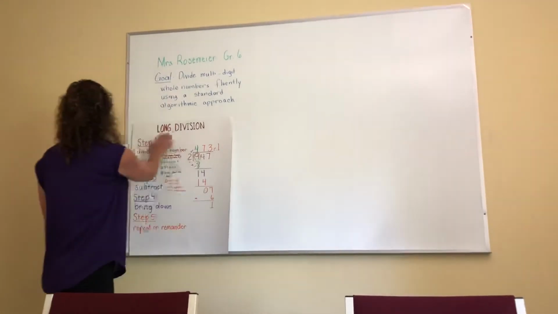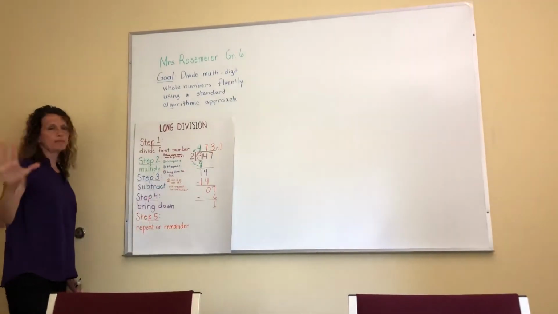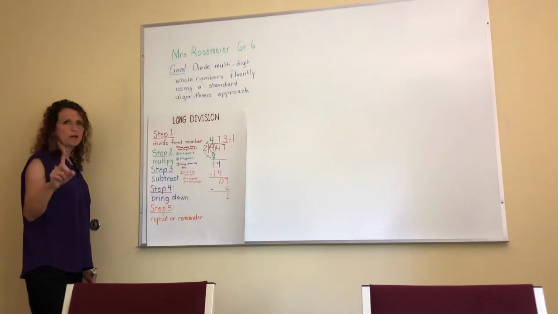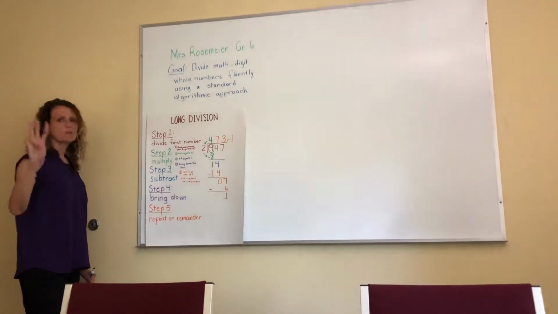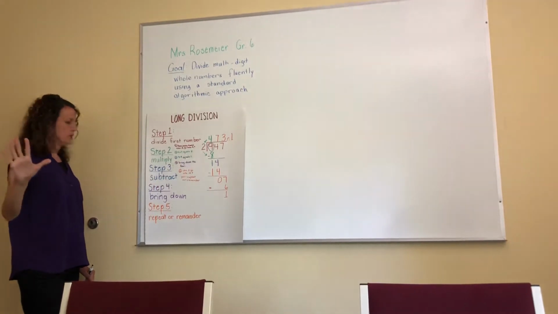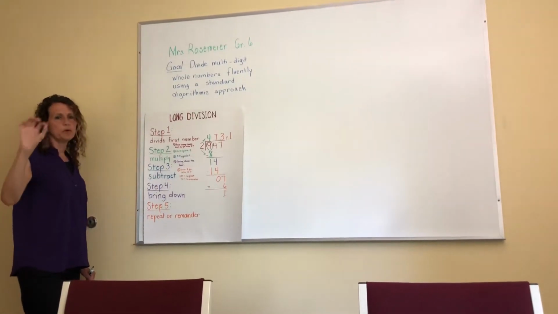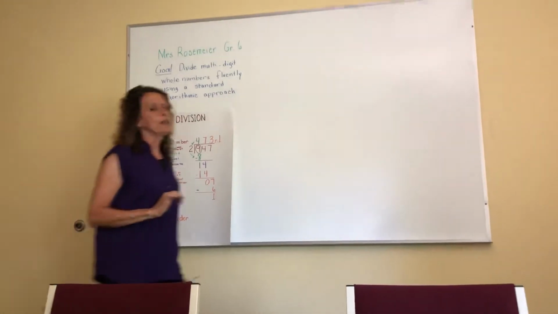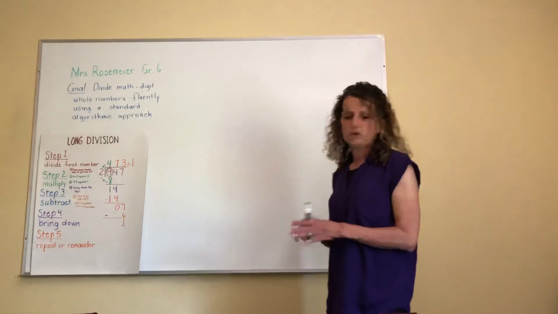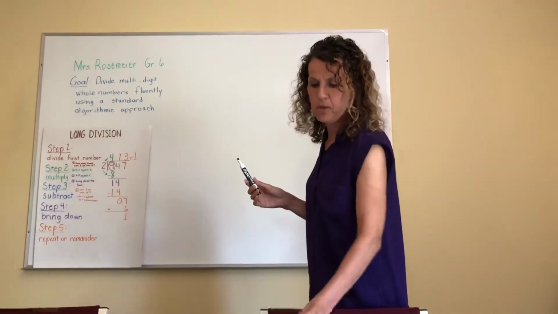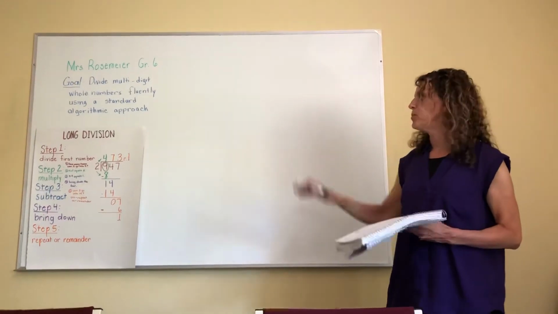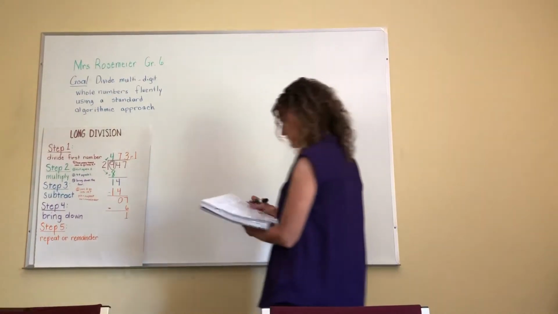All right? So those are our 5 steps that we want to remember when we're doing our long division. We want to divide, we want to multiply, we want to subtract, we want to bring down, and then we want to repeat or put our remainder. All right, now we're going to come over here and do a little bit harder problem together and give us lots of opportunities to practice those 5 steps.